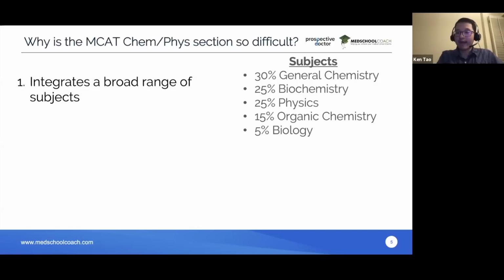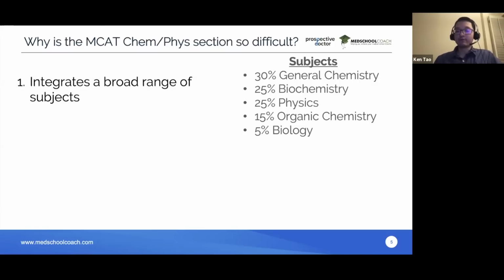You're going to have passages that are going to have questions on multiple subjects. So for example, you can have one passage in the Chem Phys section with maybe a couple of biochemistry questions, an organic chemistry question, and possibly a physics question thrown in there as well. So that's something students aren't used to, but it doesn't mean that this isn't something that you can prepare for.